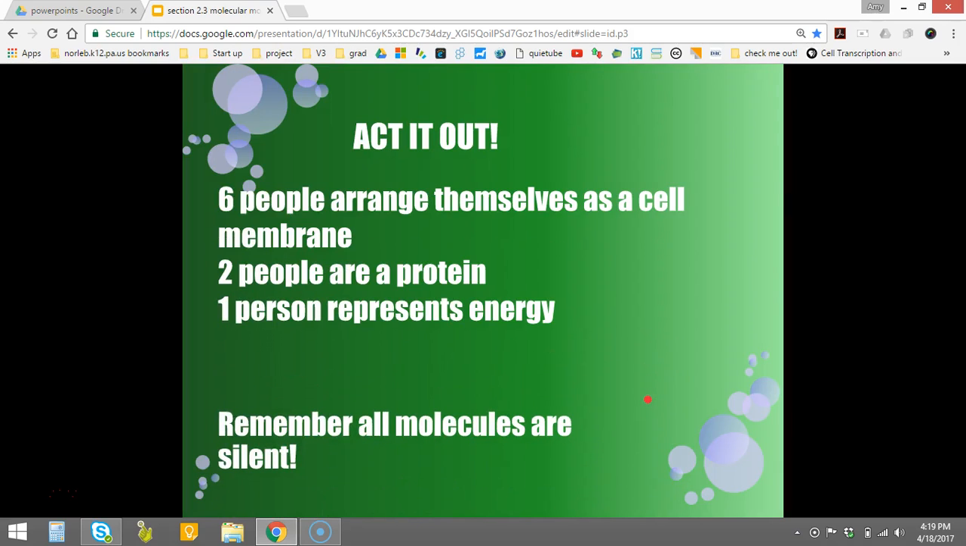Take some time, now that you've read and filled in your study guide. Act out active transport. This is set up similar to facilitated diffusion. We need 6 people to be the cell membrane, 2 people again as that protein, and this time 1 person represents energy. 5 people in this action scene are going to represent sodium. So see if you can figure out how to act out active transport. Good.